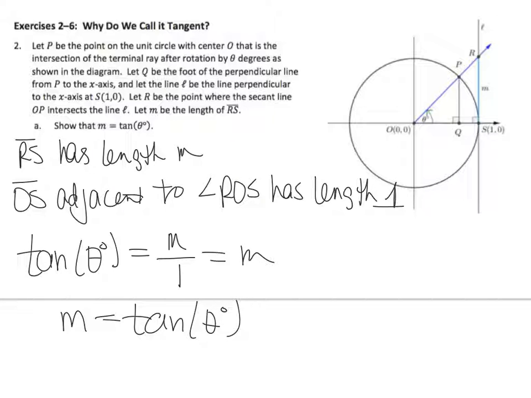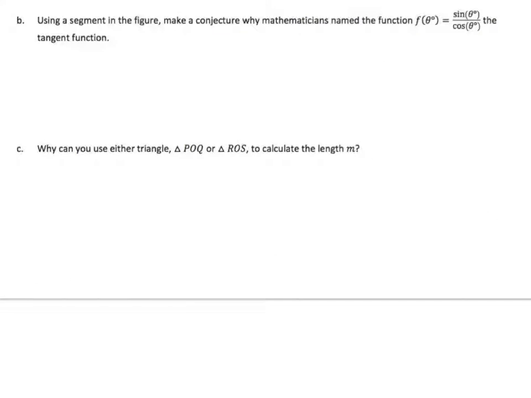Okay, let's look at that in the diagram. RS has length M. It goes from 0 to M. I mean, we're just naming it a random variable M. OS, adjacent to angle ROS, has a length of 1 because it goes from 0 to 1. So tangent equals opposite over adjacent, which is M over 1, which is just plain old M. So that's why we call it tangent.